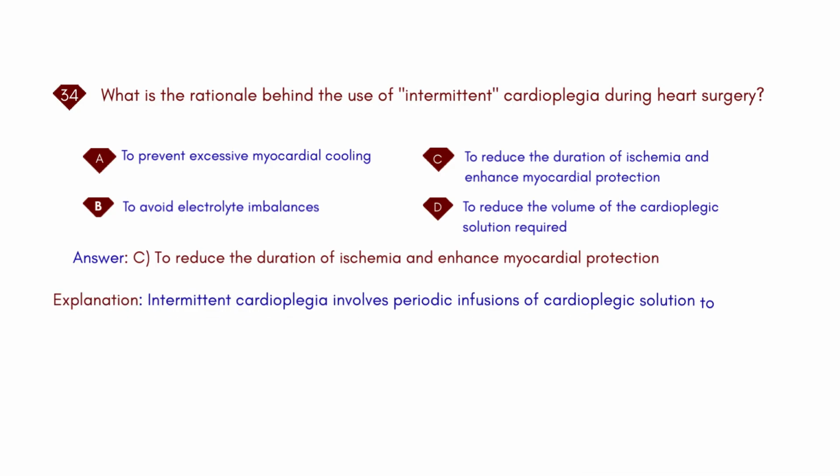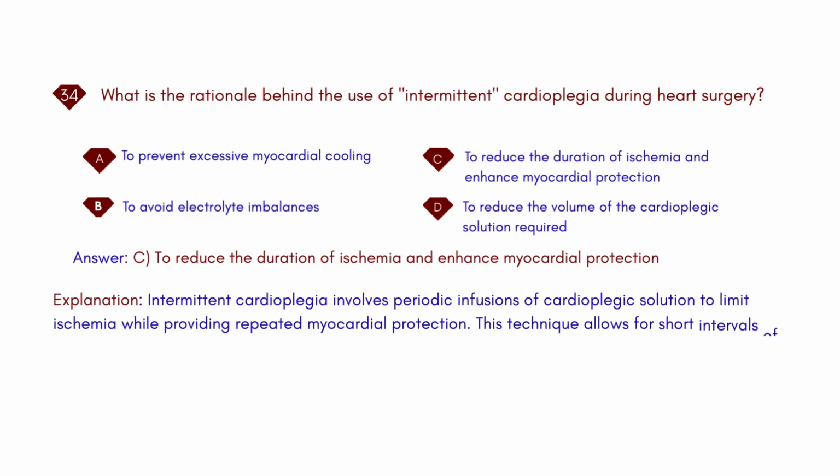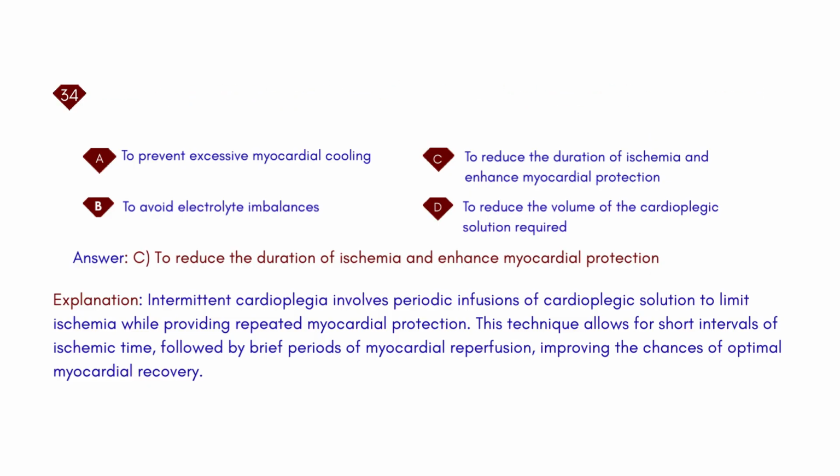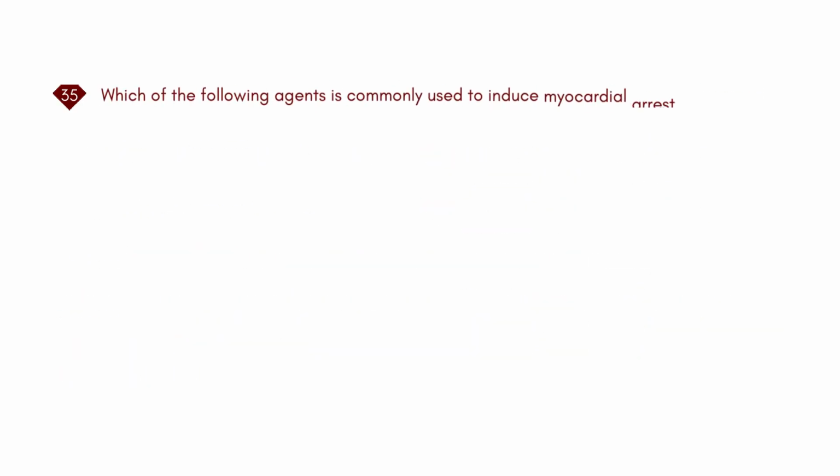Explanation: intermittent cardioplegia involves periodic infusions of cardioplegic solution to limit ischemia while providing repeated myocardial protection. This technique allows for short intervals of ischemic time, followed by brief periods of myocardial reperfusion, improving the chances of optimal myocardial recovery. Which of the following agents is commonly used to induce myocardial arrest in a cardioplegic solution?